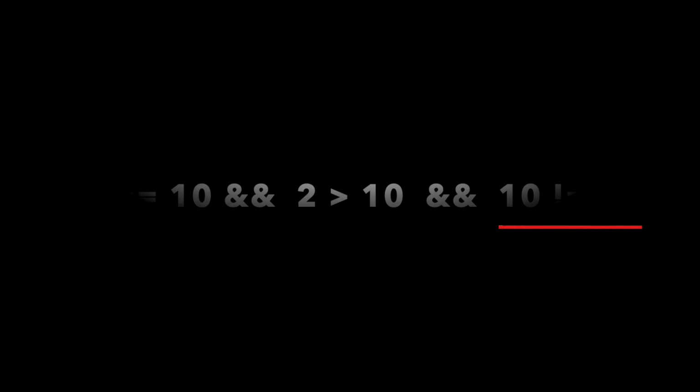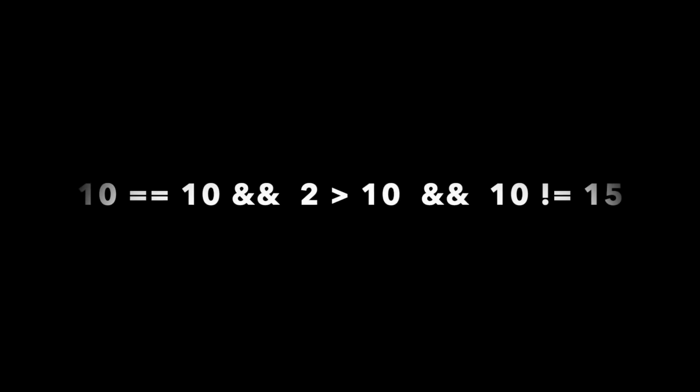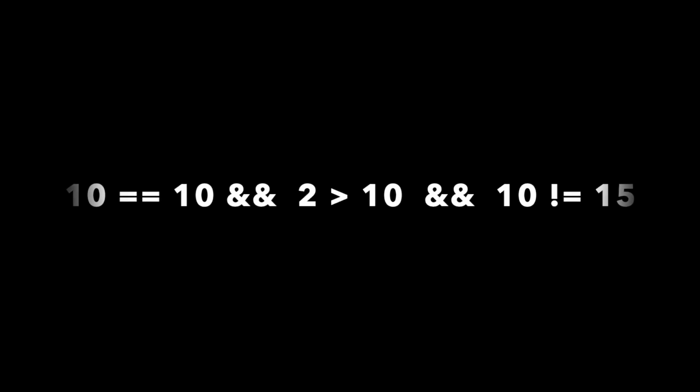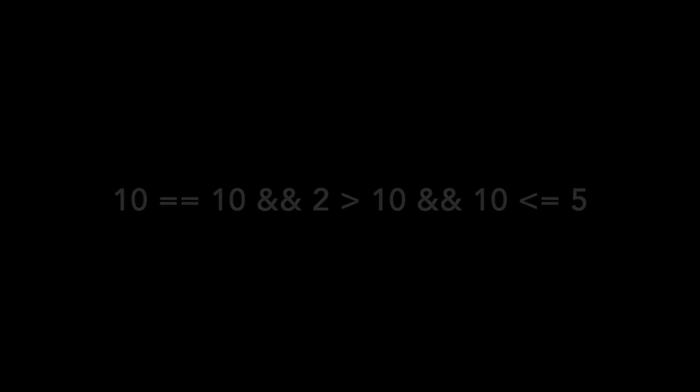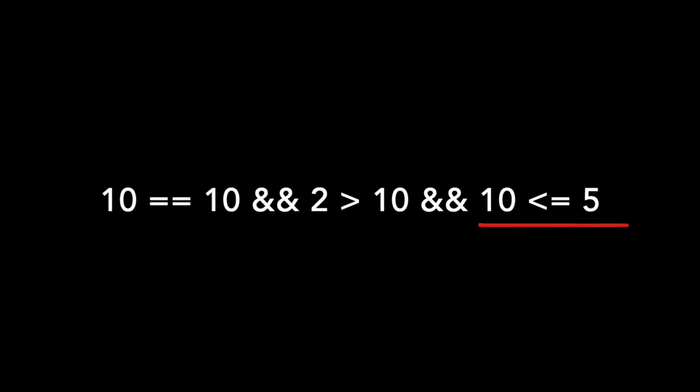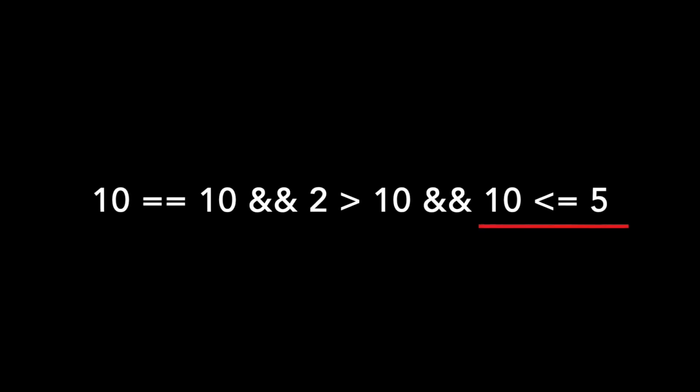Since all 3 of these conditions are true, the statement returns a true. But if any one of these statements was false, the entire statement would have been false. For example, this statement would have returned a false because 10 is not less than or equal to 5.